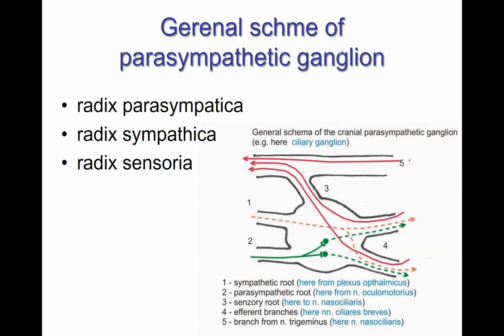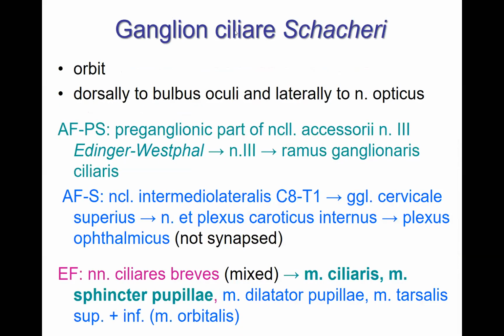So the ciliary ganglion, which is in the orbit, is located dorsally to the eyeball and laterally to the optic nerve. We can say 2 centimeters behind the eyeball and 1 centimeter lateral to the optic nerve, approximately. It has these 3 roots.